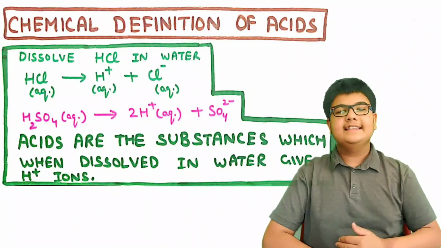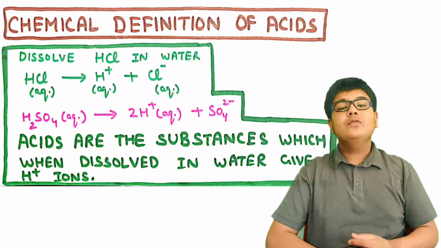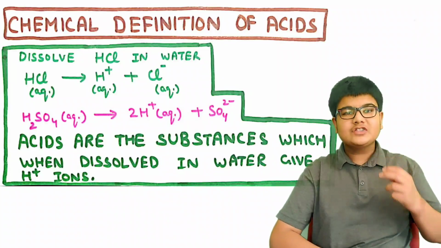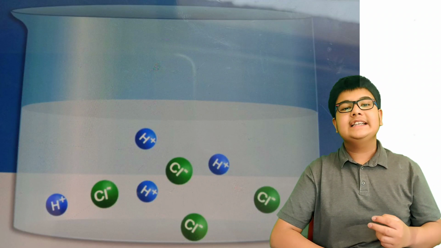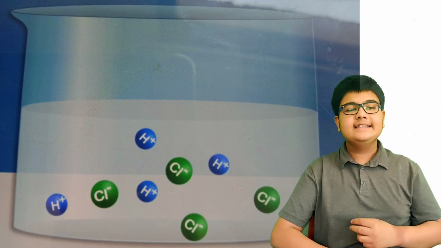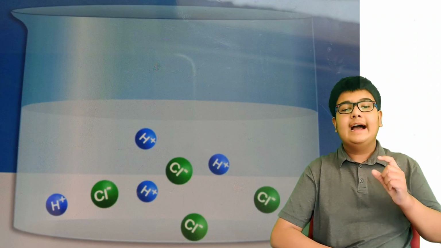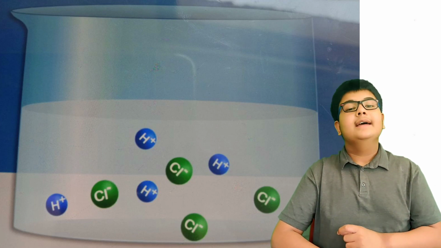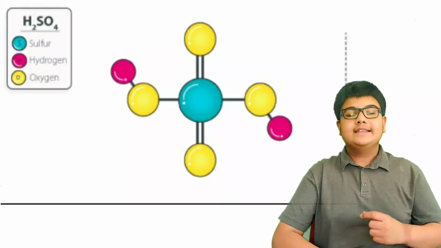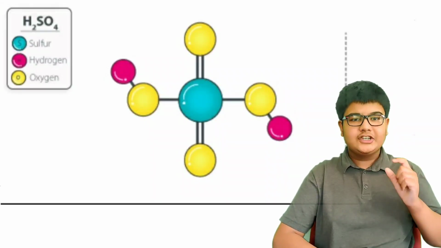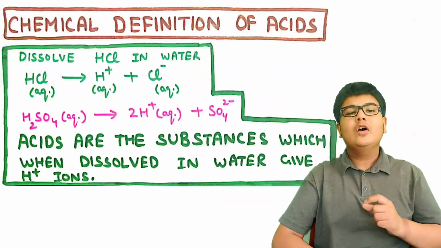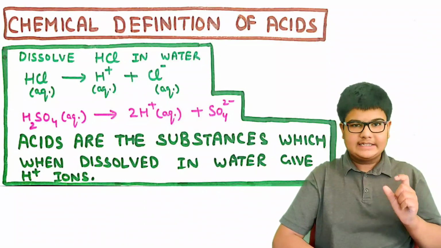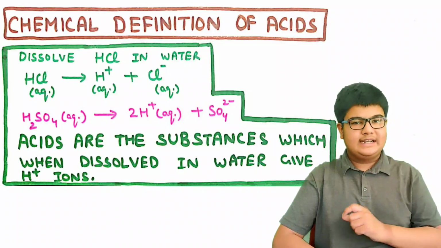So let us understand this by an example. We dissolve hydrochloric acid in water. When we dissolve hydrochloric acid in water, it splits into its ions. That is, HCl forms its ions, H positive ions and Cl negative ions. Similarly, if we dissolve sulfuric acid, that is H2SO4, in water, it also gets split into its ions and forms H positive ions and SO4 2 negative ions.